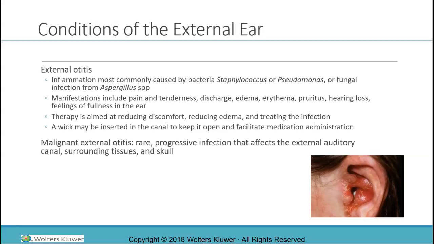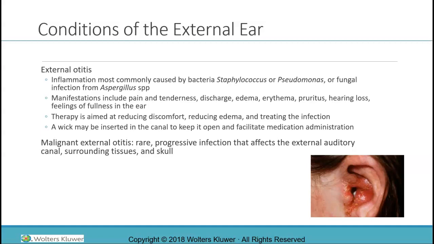Now, what about conditions of the external ear? Look at that picture of that ear. You can just tell by looking at that. So that's that visual inspection, that is a very painful ear. External otitis is oftentimes called swimmer's ear, and maybe some of you have experienced this in childhood or even adulthood.